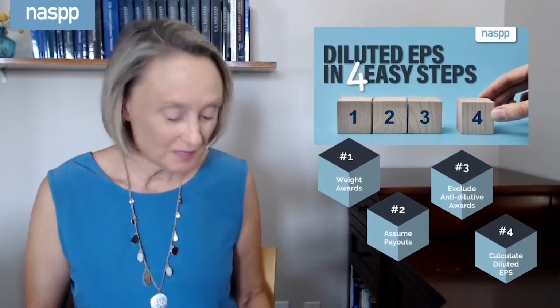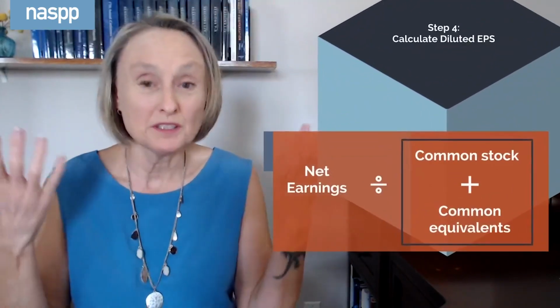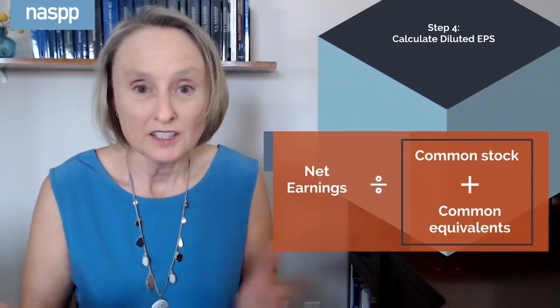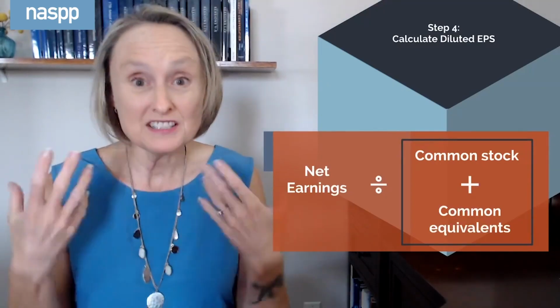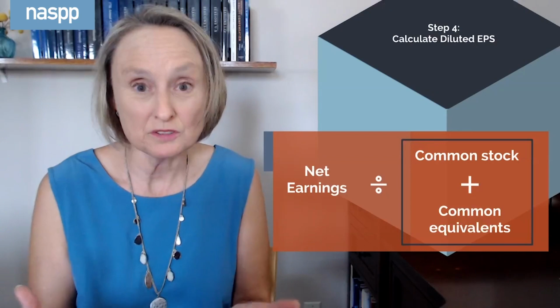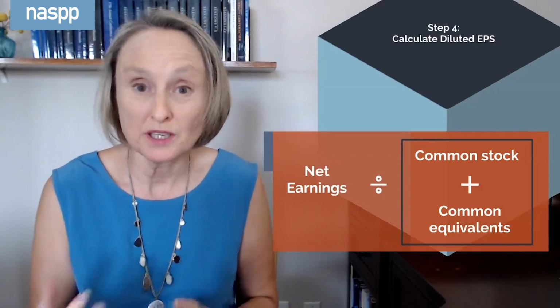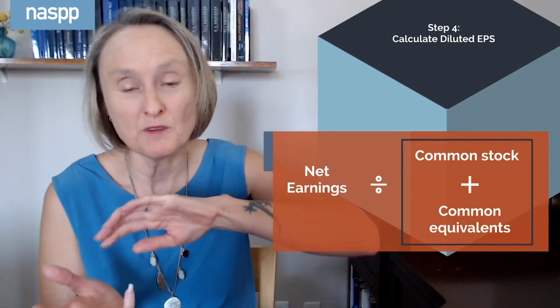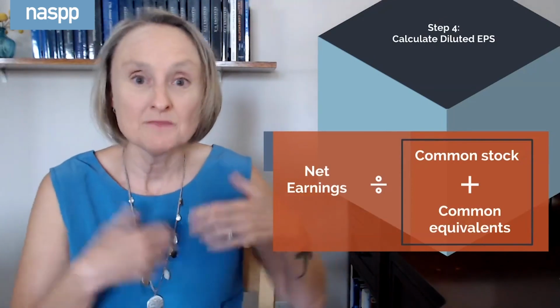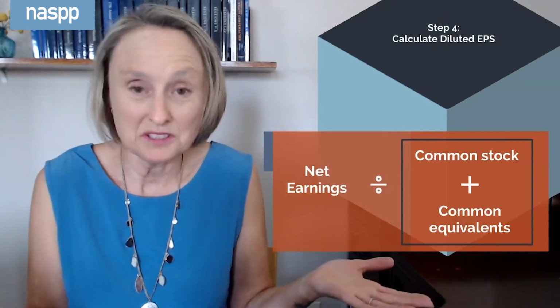And then the last step, step number 4, is going to be to calculate diluted earnings per share. We'll take all of our common stock outstanding, and then we'll add to that all the net shares that would be issued that we calculated in steps 2 and 3. We'll take that total number, and then we will divide that into our net earnings for the period, and the result is diluted earnings per share.